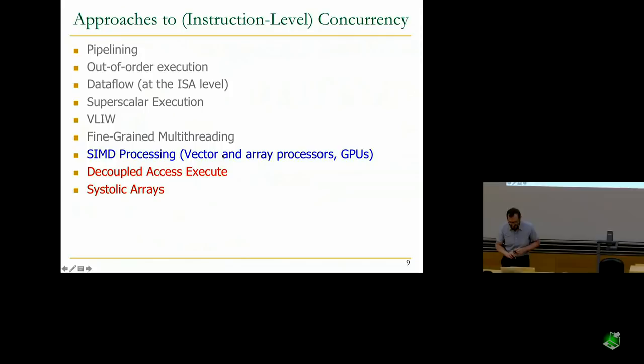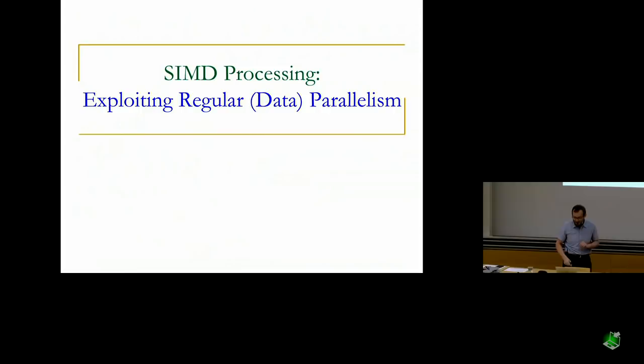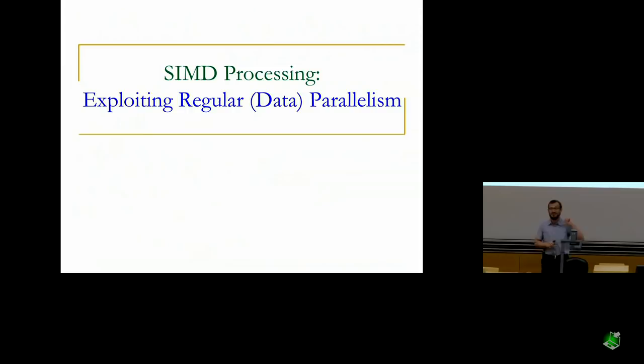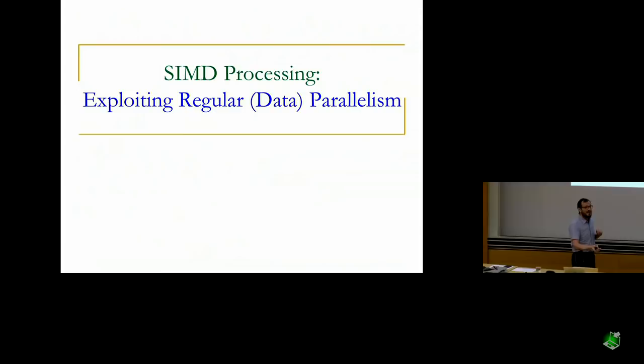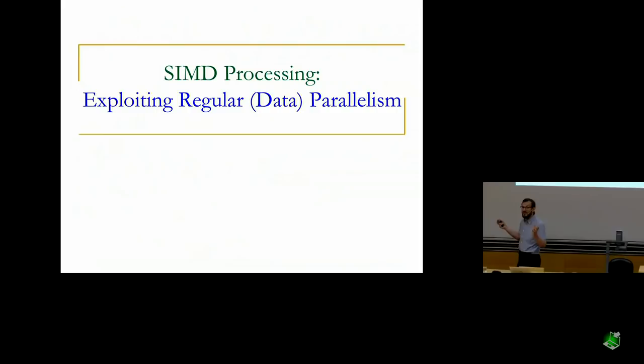So what is SIMD processing? SIMD means single instruction multiple data. Basically, it exploits regular data parallelism. If you remember, data flow is very good at exploiting irregular data parallelism. If your data parallelism is irregular, data flow is great because an instruction starts firing after the data values, data operands, are available. And you don't know when the data is going to be available. Here, the parallelism is going to be very regular. A single instruction will operate on many, many data elements.